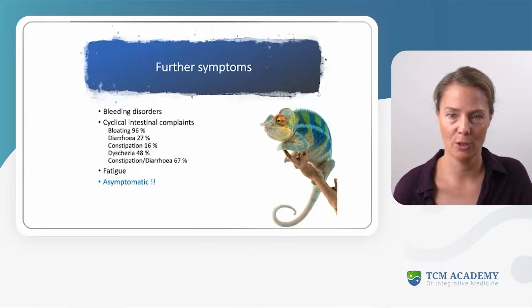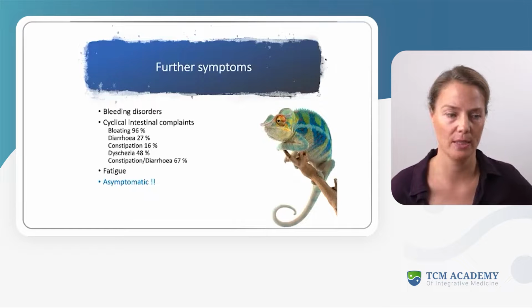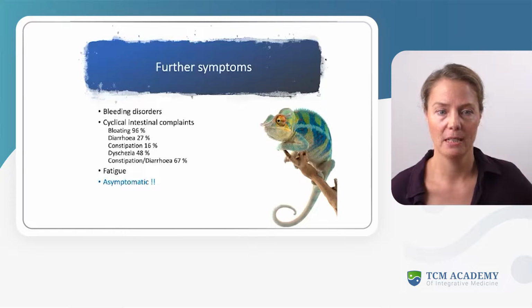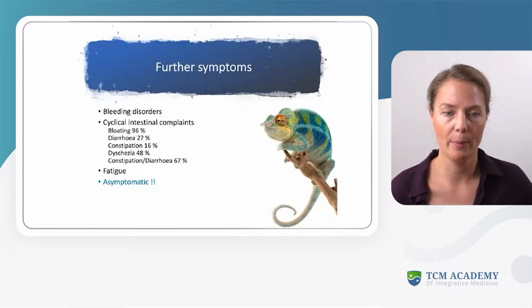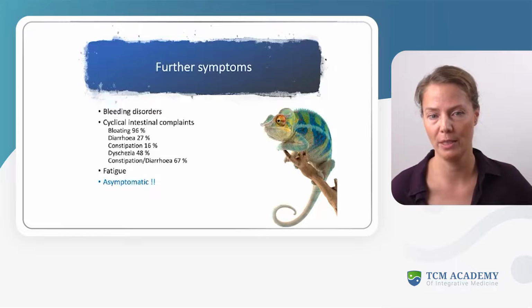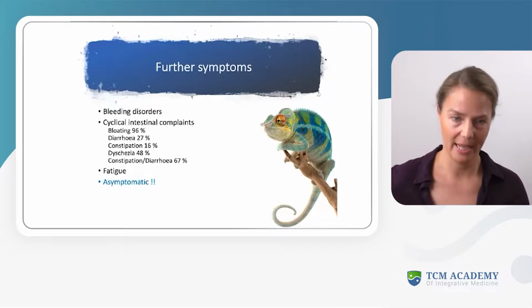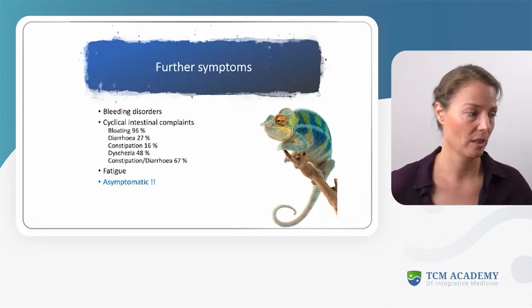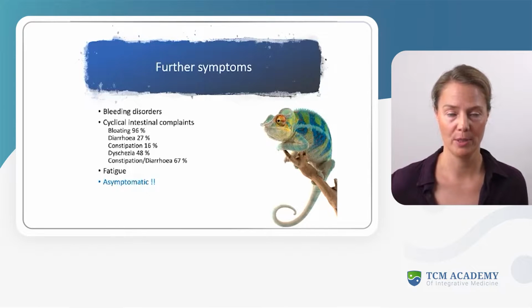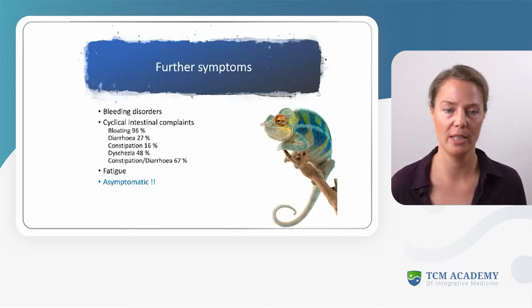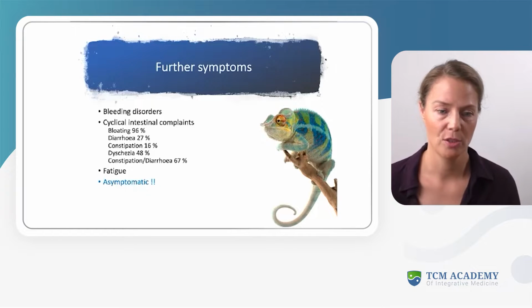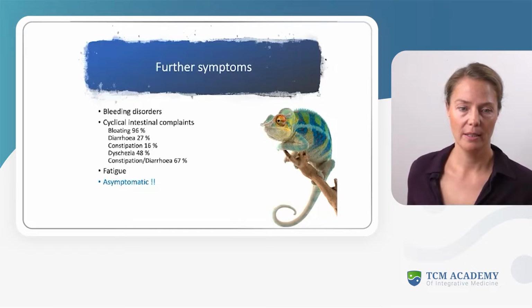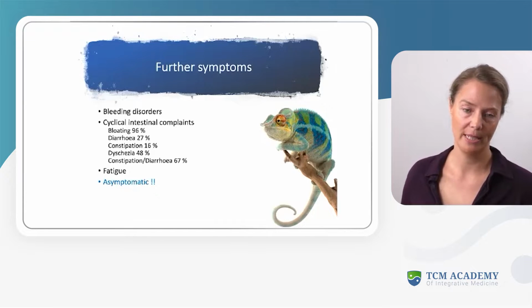Further symptoms caused by endometriosis are bleeding disorders. This mainly concerns heavy bleeding. From my experience, a lot of women have shorter cycles, which makes the problem even worse, as a shorter cycle of course leads to more days where the women have problems due to endometriosis. A lot of women complain about cyclical intestinal problems, especially bloating, diarrhea, constipation, dyspepsia, or constipation and diarrhea. A lot of patients also talk about fatigue symptoms, mainly before the beginning of the menstrual bleeding.